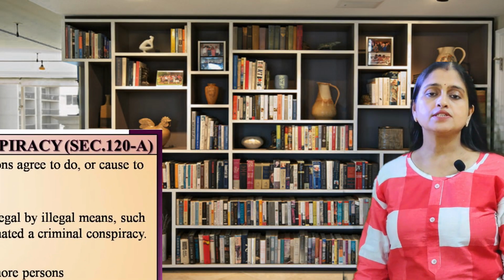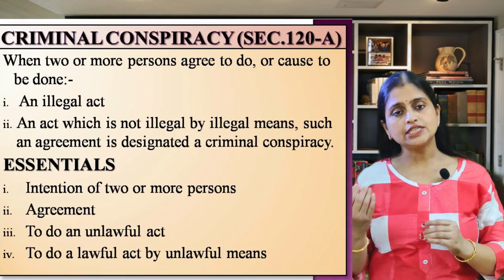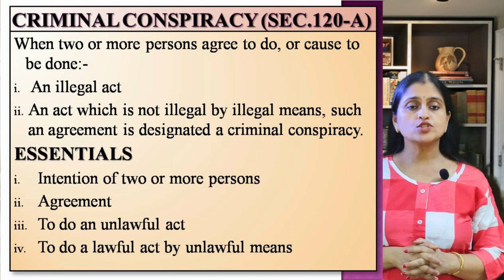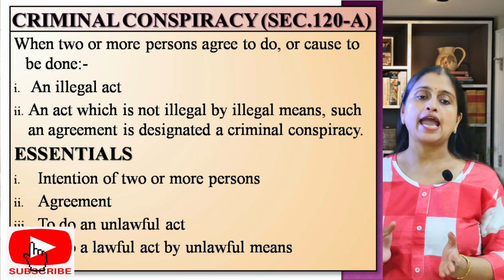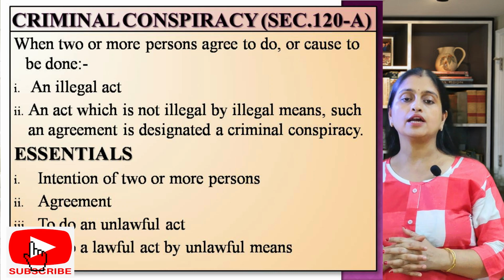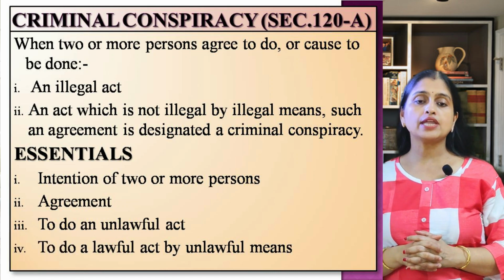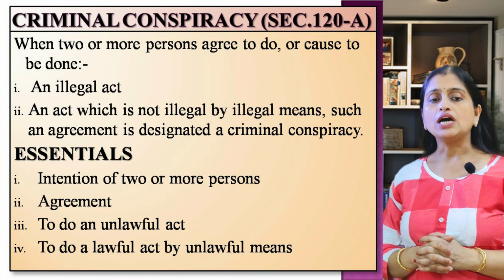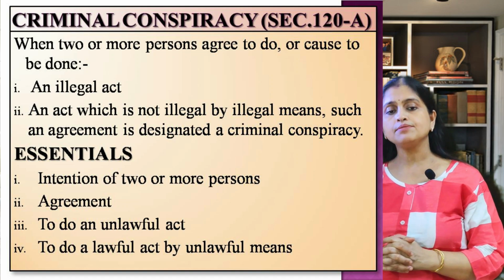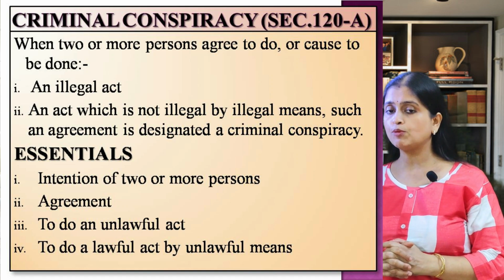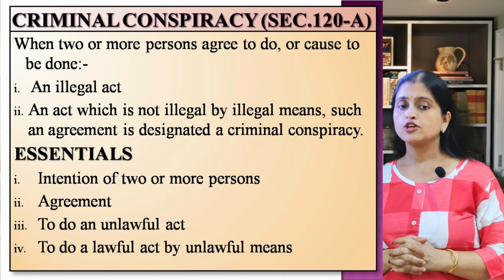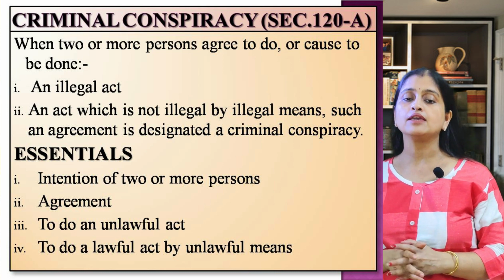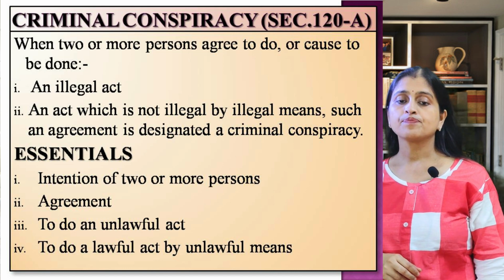What is the criminal conspiracy? According to section 120A, when two or more persons agree to do or cause to be done an illegal act, or an act which is not illegal by illegal means, such an agreement is designated a criminal conspiracy. So, what are the essentials of criminal conspiracy? Intention of two or more persons, agreement to do an unlawful act, or to do a lawful act by unlawful means.